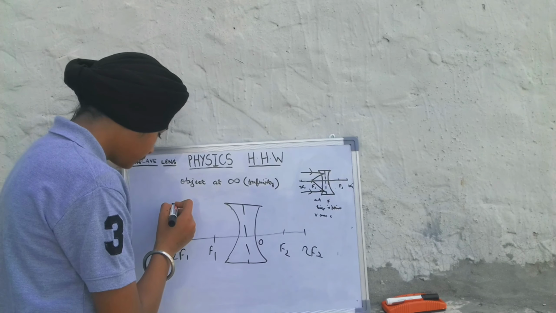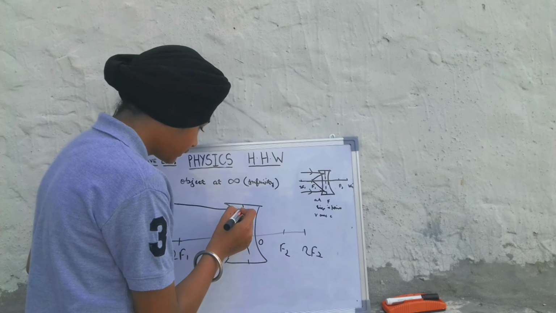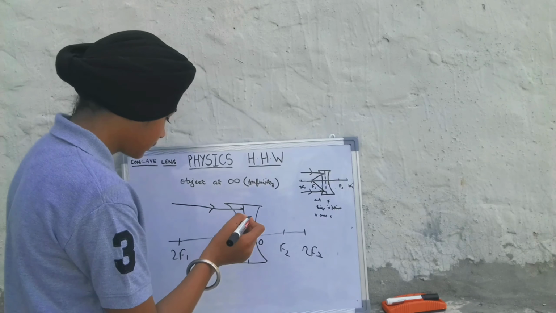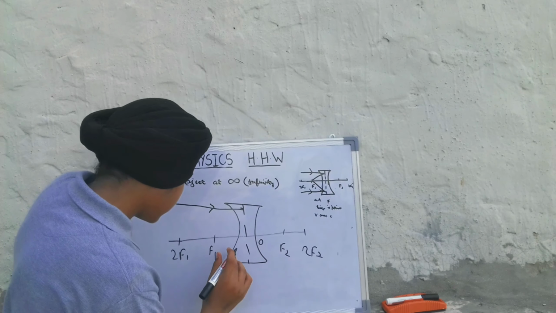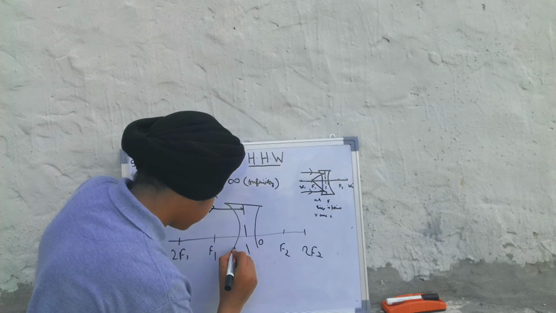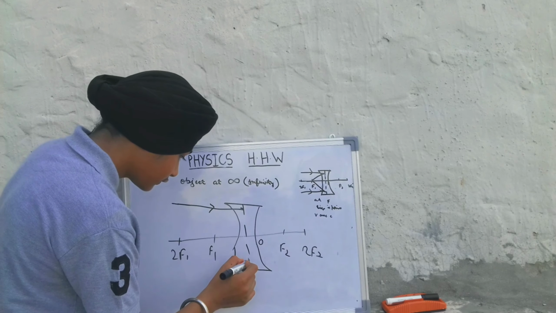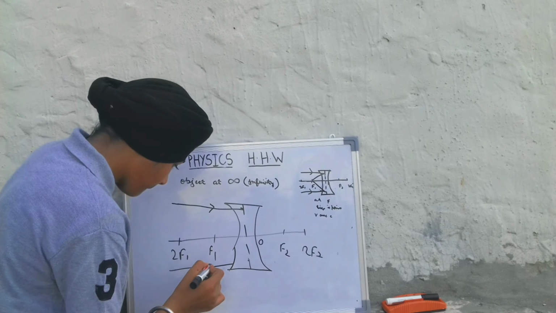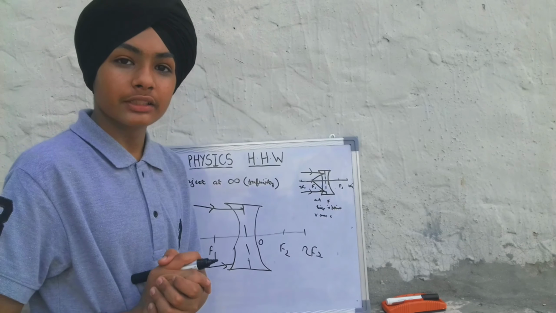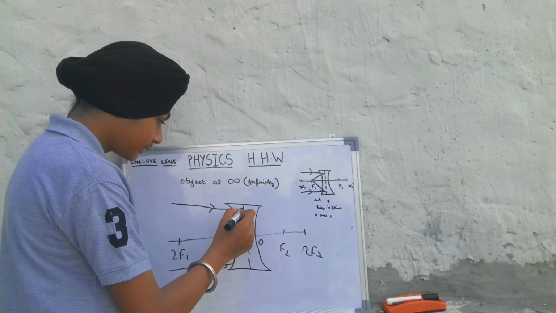This is very different from the convex lens. Now we discuss this: we draw a ray which is parallel to this ray, and this is diverging, and so these rays move back.